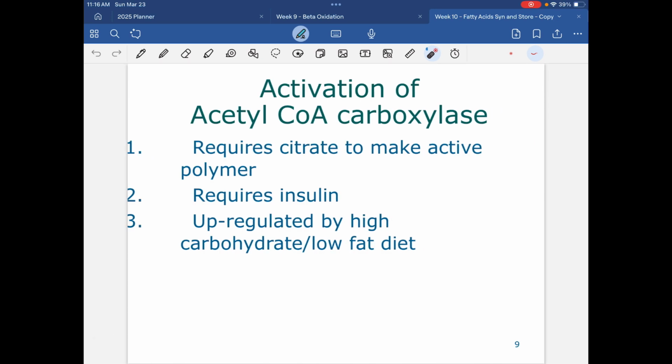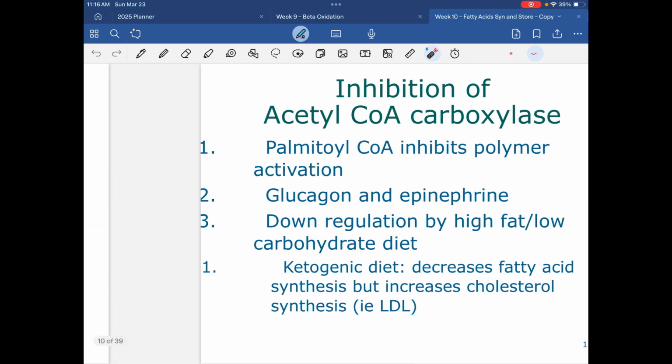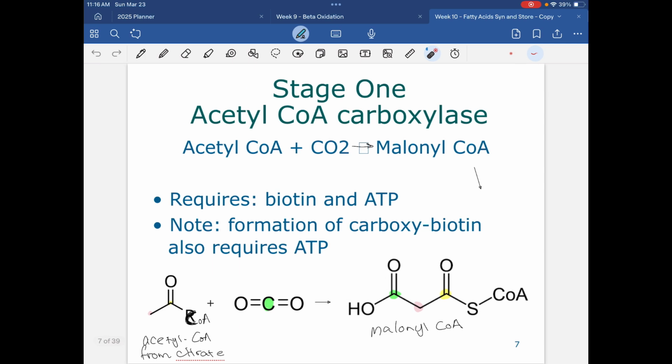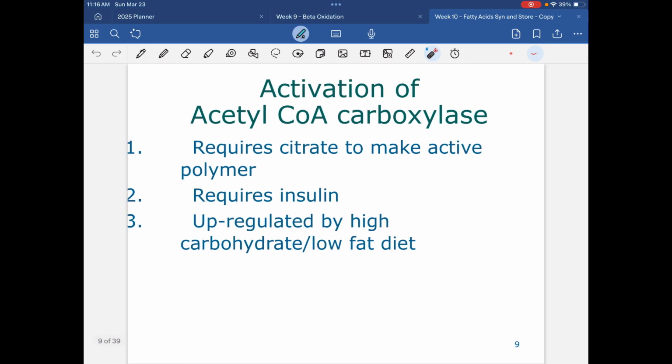Now we need to activate that. So this is going to use insulin. I think this is probably the big takeaway from this slide, is that insulin is going to help activate this process. Citrate's going to be important in making this right here. And it's going to be upregulated by a high carbohydrate, low fat diet.